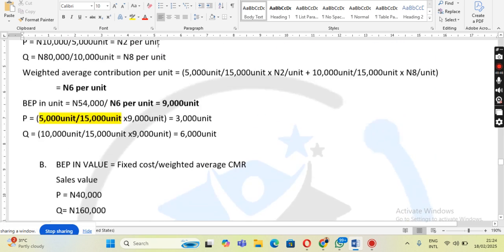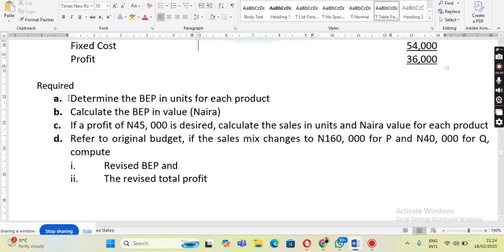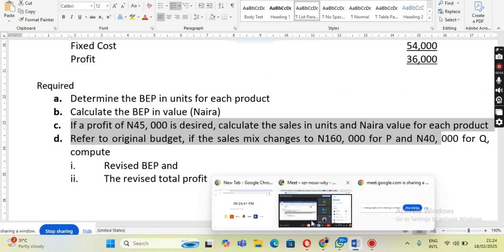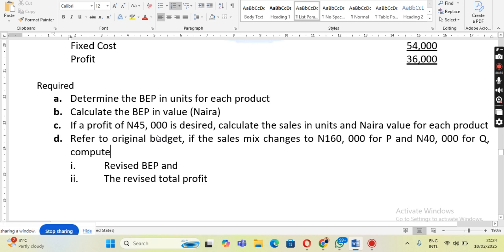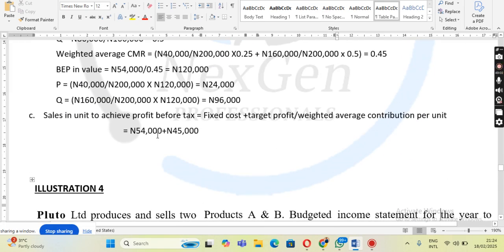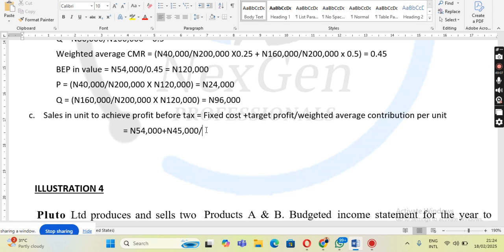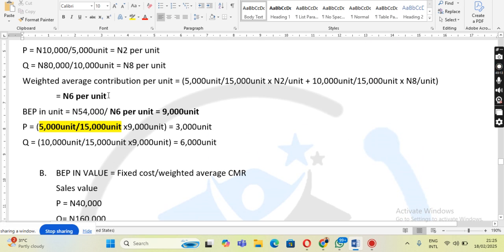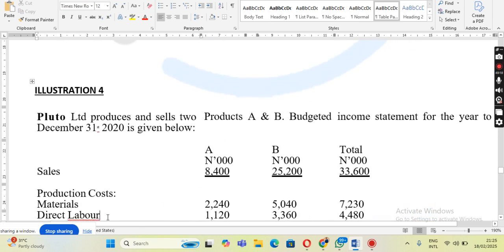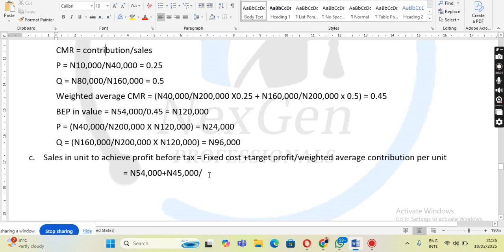Let me show you, in case someone asks me how did you get 45,000 naira. See it before you ask me a question. So this is 45,000 naira, that is the target profit. Now, divided by the weighted average contribution per unit. We've calculated it already. You can see 6 naira per unit. So divided by 6 naira per unit.